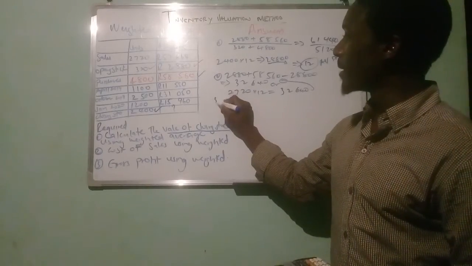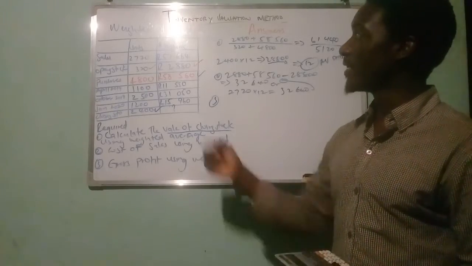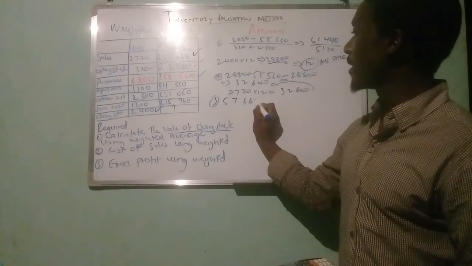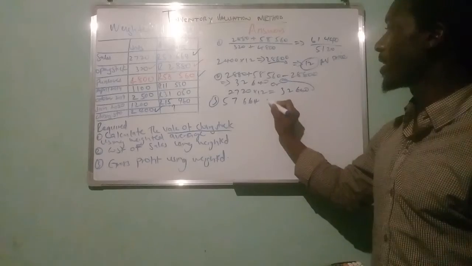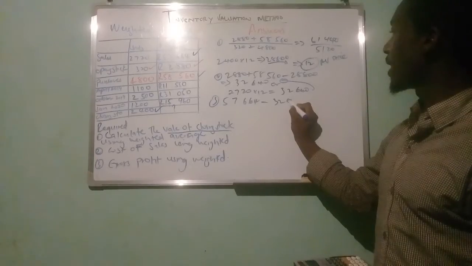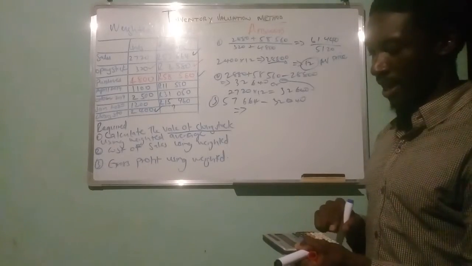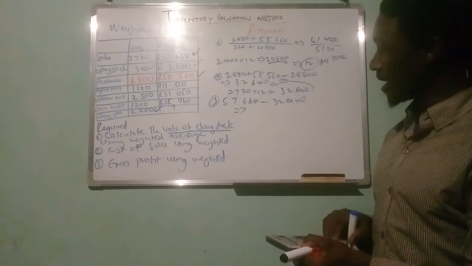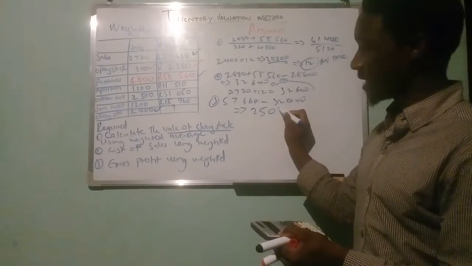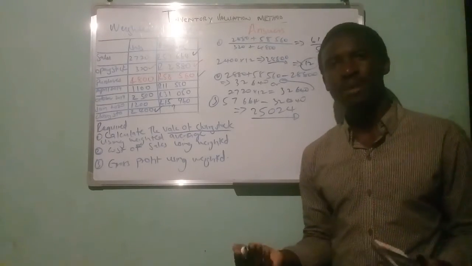All right, we go to number 3. Calculate gross profit. We look at our sales. Are we given our sales? Yes, our sales is 57,664 rand. Do we have our cost of sales? Yes, our cost of sales amounted to 32,640. Now we can get our gross profit: 57,664 minus 32,640. Therefore, our gross profit amounted to 25,024 rand.